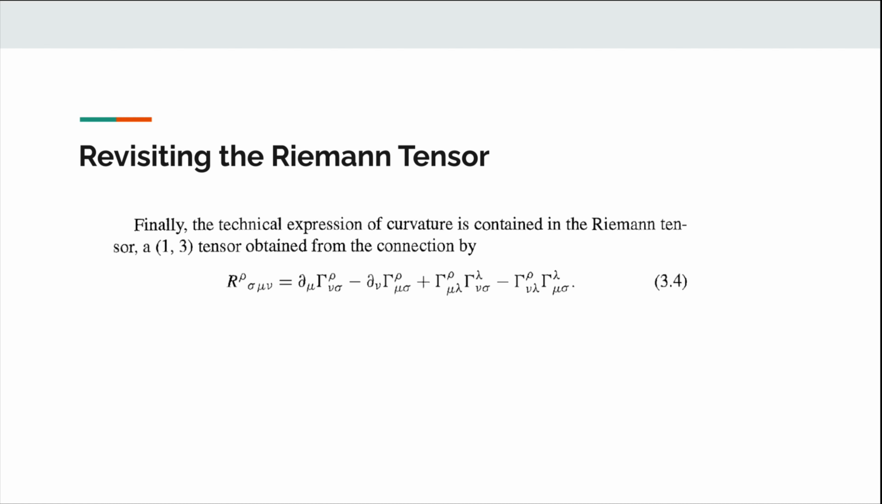So now that we know what the Christoffel symbol is, we can take another look at the Riemann tensor. We said that it is the technical expression of curvature, so naturally it is going to include Christoffel symbols. And we can see that in that definition there.